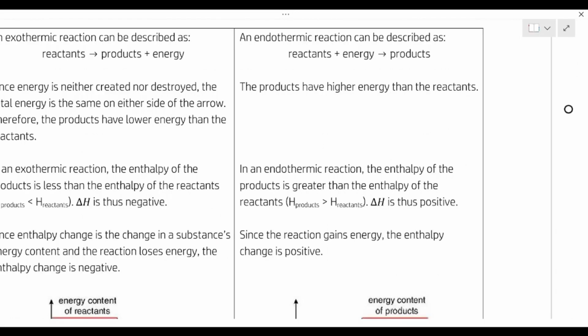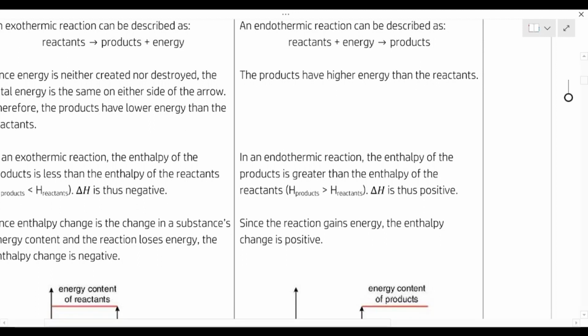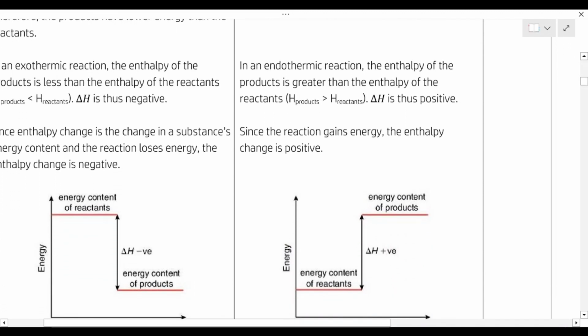An endothermic reaction, on the other hand, can be described as reactants plus energy yielding products. And because energy is neither created nor destroyed, both sides of the equation must balance, which means the products have higher energy than the reactants. That's why in an endothermic reaction, the enthalpy of the products is greater than that of the reactants, which makes delta H positive. Or you can also think of it as, since the reaction is gaining energy, the enthalpy change is positive.